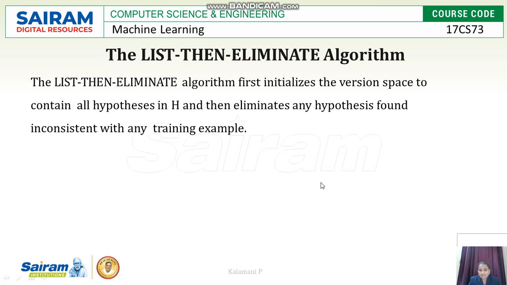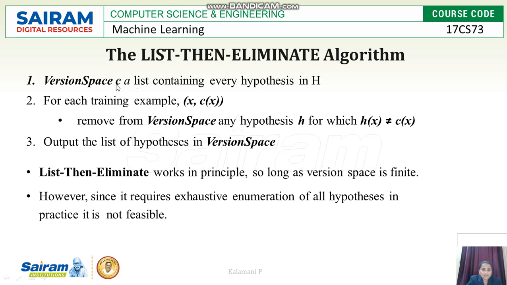Okay, initially we are going to take all the hypotheses in, that is, we initialize the version space with all the hypotheses. Next we are going to eliminate the hypotheses which are found to be inconsistent with the training examples. That is the List-Then-Eliminate algorithm. After seeing the list of training examples, we eliminate from the hypothesis space.